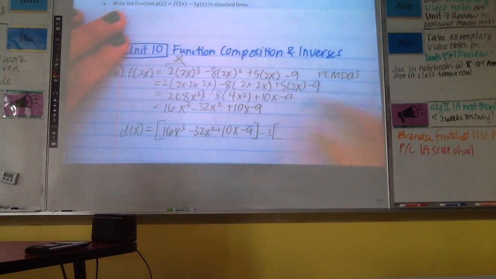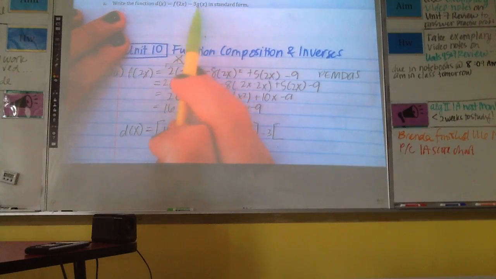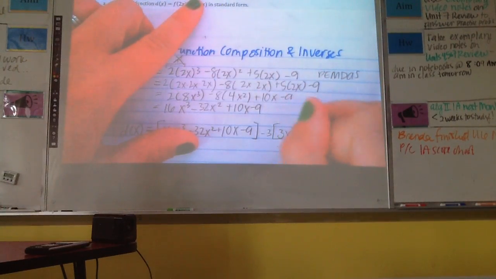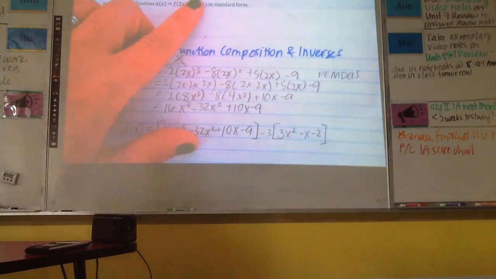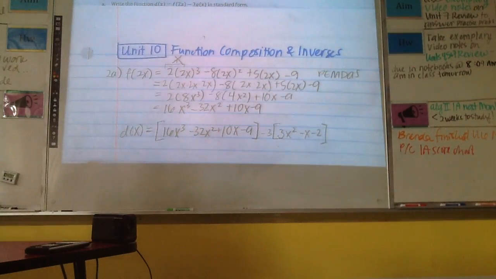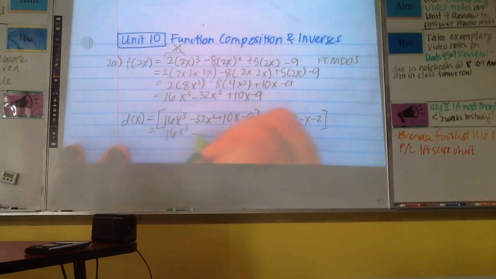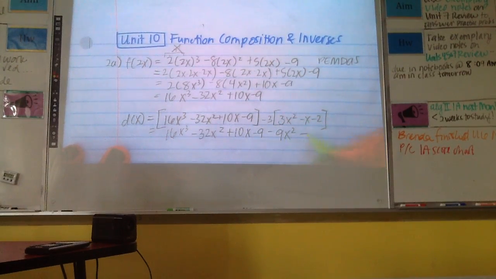Minus 3 times the function g. Doesn't look like we need to do anything to change g, so we'll just substitute 3x squared minus x minus 2. This 3 outside tells us we need to distribute. So we have 16x cubed minus 32x squared plus 10x minus 9 minus 9x squared minus 3x plus 6. We'll just combine like terms from here.